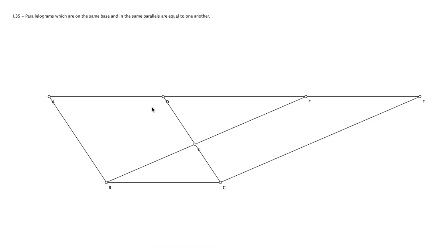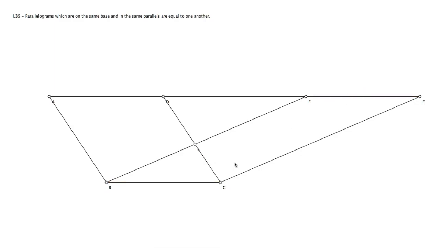So the argument begins that because ABCD is a parallelogram, AD is going to be equal to BC, because according to proposition 34, the opposite sides in a parallelogram are equal. For the same reason, in our other parallelogram, EFCB, BC is going to be equal to EF.